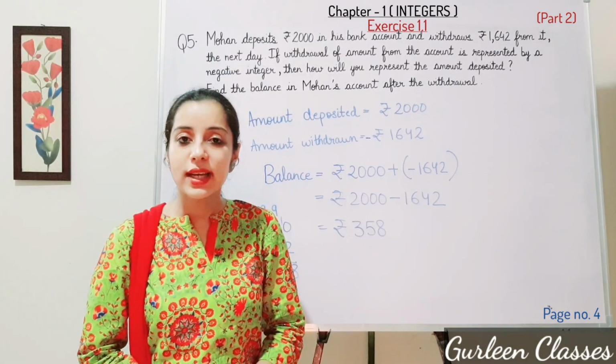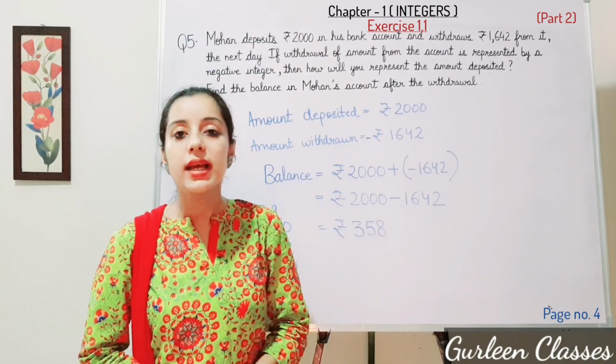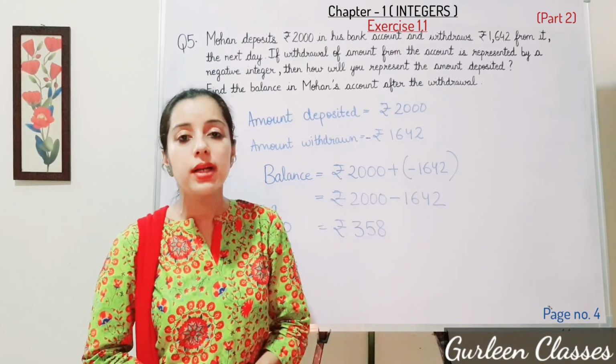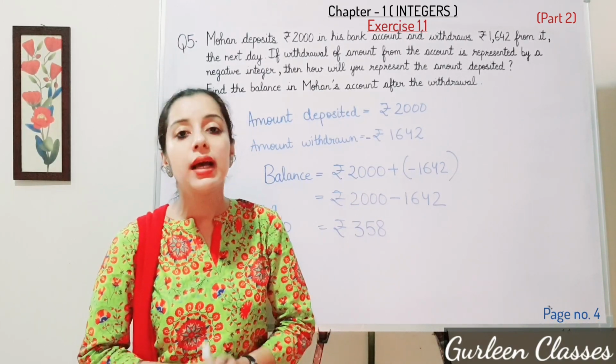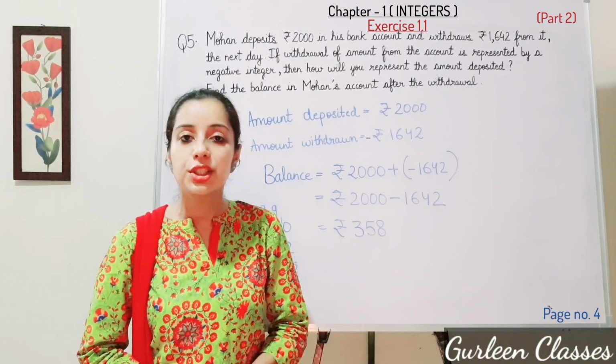Students, that's all for today's class. I hope you all have understood Colleen Ma'am's class. So chapter number 1, exercise 1.1, question number 1 to question number 5 we have completed. Practice all these questions at home. I'll continue in our next class from question number 5.